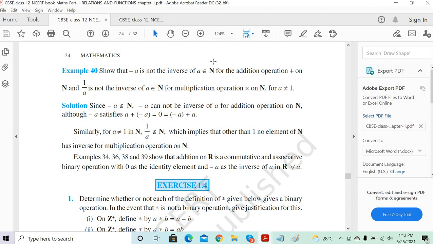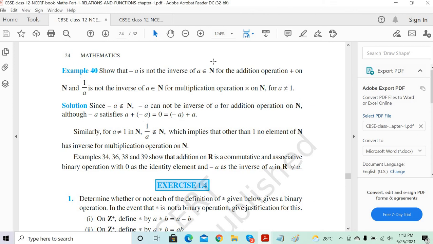For the addition operator, you already saw that the identity is 0. Identity element for the addition operation is 0, right? Because 1 plus 0 is same as 1, and 0 plus 1 is same as 1. So 0 became the identity element. But 0 is not a part of the natural numbers. It's n, not r. a plus b should be equal to 0. So b will be equal to minus a. Yeah, the opposite.